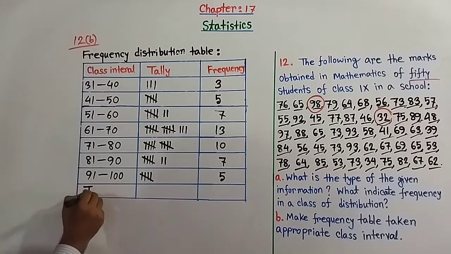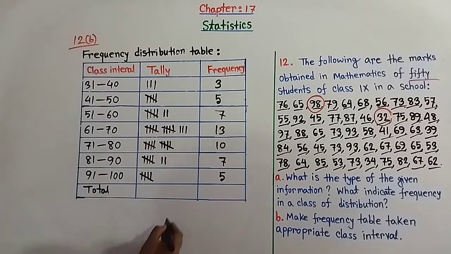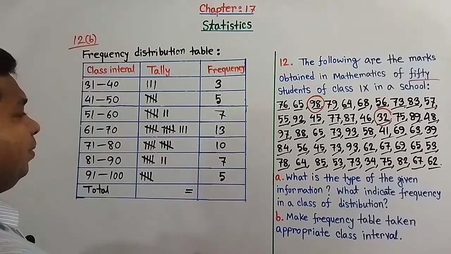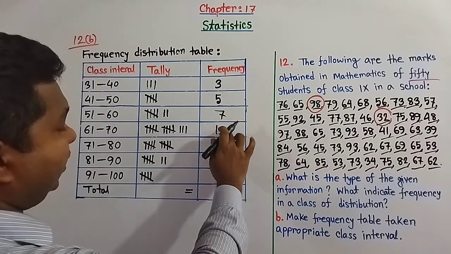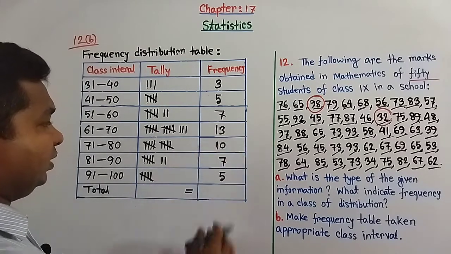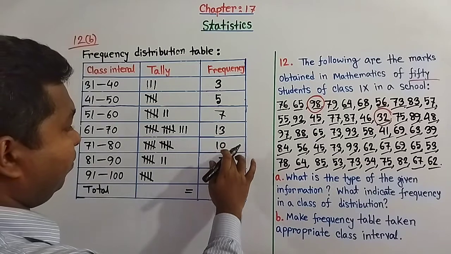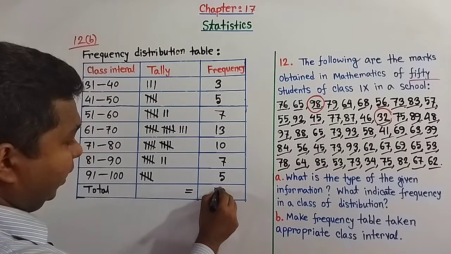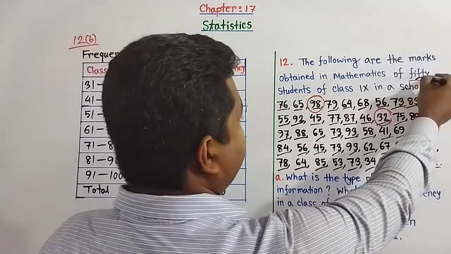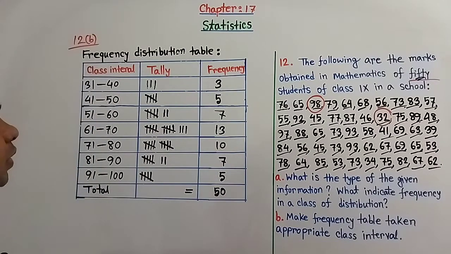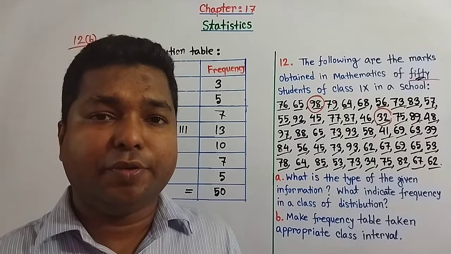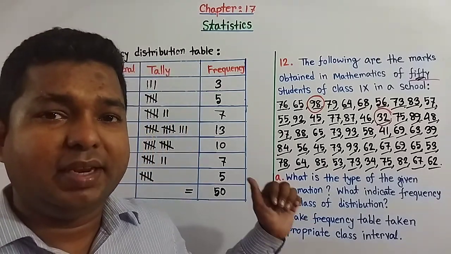So here the total number of frequency will be 3 plus 5 equal to 8. 8 plus 7 equal to 15, 15 plus 13 equal to 28, 28 plus 10 equal to 38, 38 plus 7 equal to 45, 45 plus 5 equal to 50. In the given data, there are total 50 students and we get the total frequency equal to 50. So this is our frequency distribution table. Hopefully you can make a frequency distribution table in this similar way.